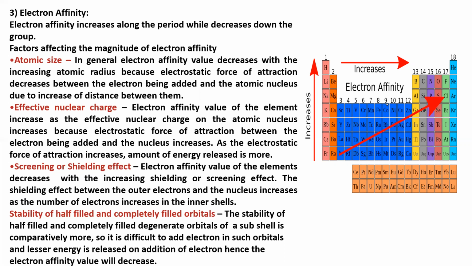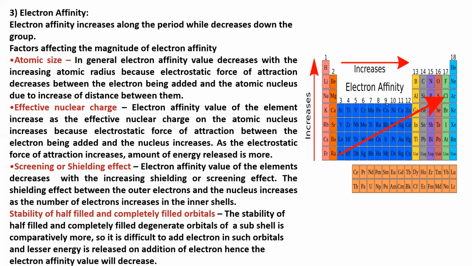So in general, electron affinity is exactly opposite to ionization potential. Electron affinity means the amount of energy released. Ionization energy means the amount of energy required. Both have differences, you can understand.